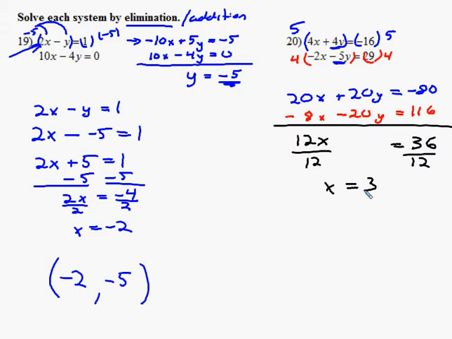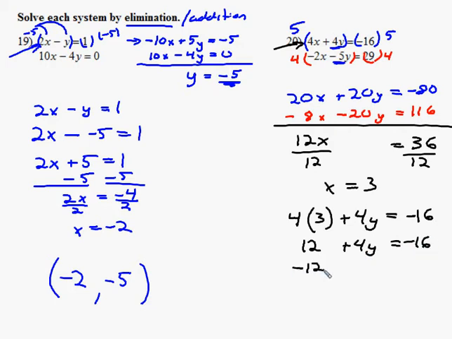Now we can take that x equals 3 and plug it back into either one of the original equations. I'm going to choose the top one because it has the positives. So let's go ahead. We have our x equals 3. I'm going to take this top equation, the one with the 4's in it. So we have 4 times x, which we solved for, and we got 3, plus 4y equals negative 16. This is 12 plus 4y equals negative 16. We can subtract 12 from both sides. 4y equals negative 28. Dividing by 4, we get y equals negative 7.